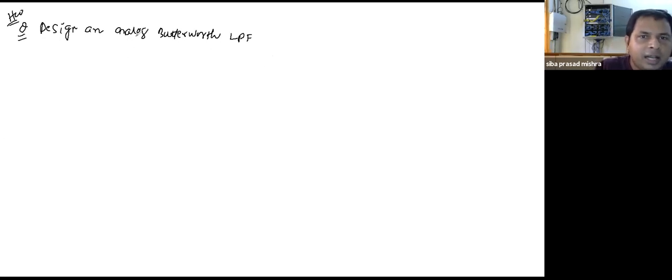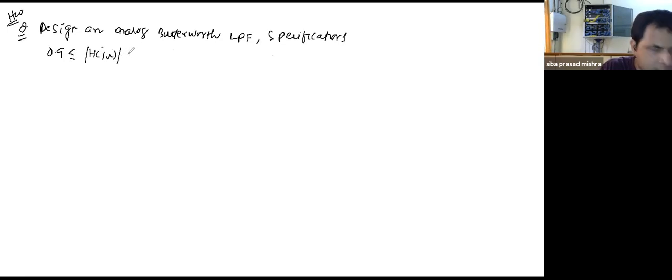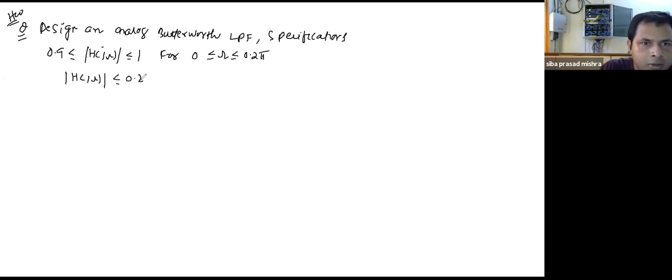Okay, clear. Now design an analog Butterworth low pass filter, and the specification is given like this: 0.9 less than or equal to magnitude of H of j omega less than or equal to 1 for 0 less than or equal to omega less than or equal to 0.2 pi, and magnitude of H of j omega less than or equal to 0.2 for 0.4 pi less than or equal to omega less than or equal to pi.